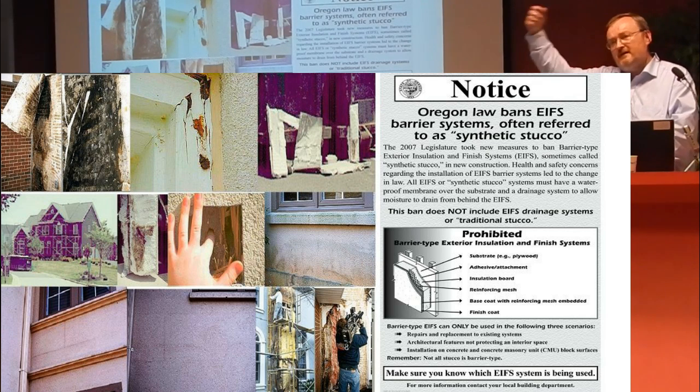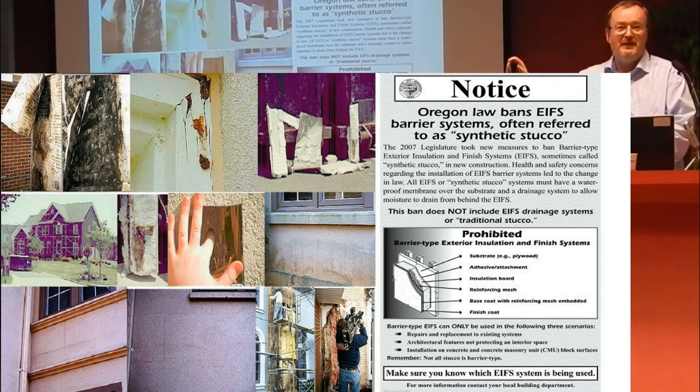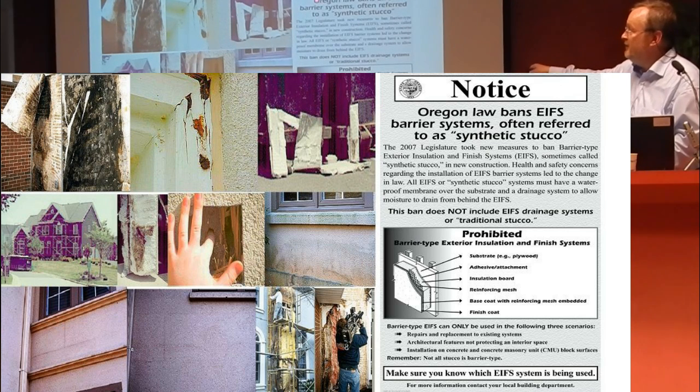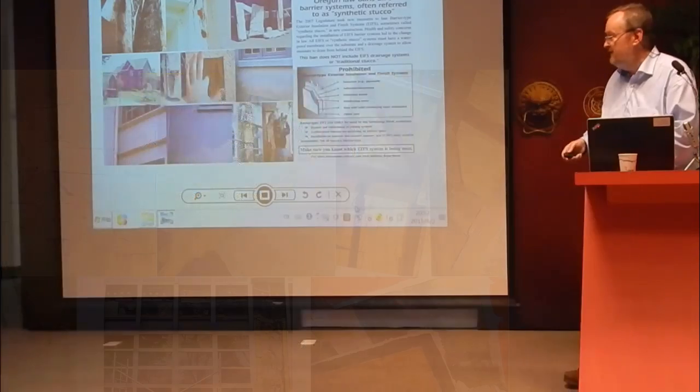They had a big research. 90% are rotten. And in a lot of cases, the people are very sick in these houses. And then they ban, Oregon law bans EIFS, often referred to as synthetic stucco. So they have legal bans against the German system. Please do the same. Follow the US.